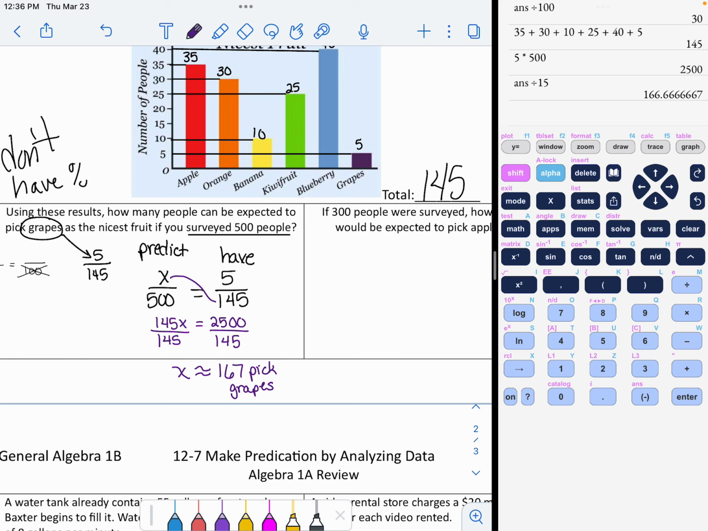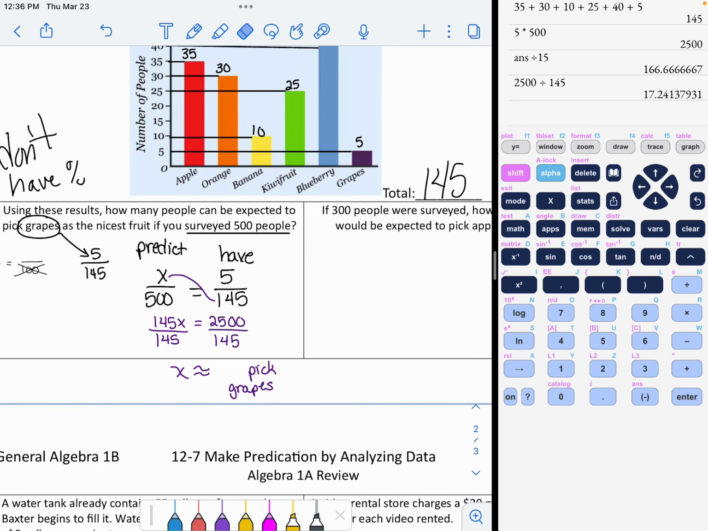Look at that calculator. I am not editing my video. Miss Langeli did not divide right. I'm like, that number seemed so high. Hopefully you're watching this video and you're like, she didn't type 145. She only typed 15. There we go. That seems so much better. Yeah, only 17 people are going to pick grapes.